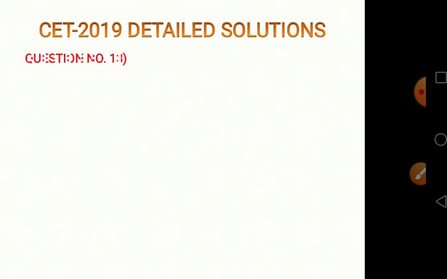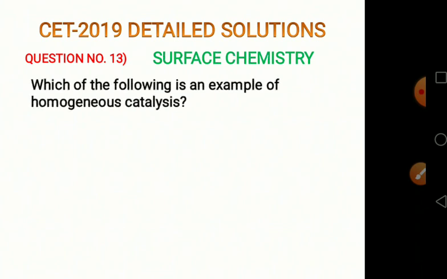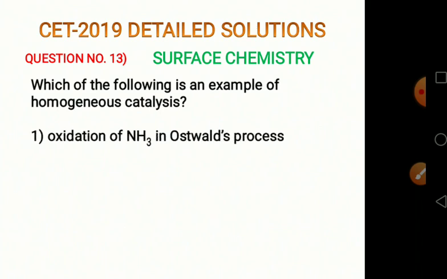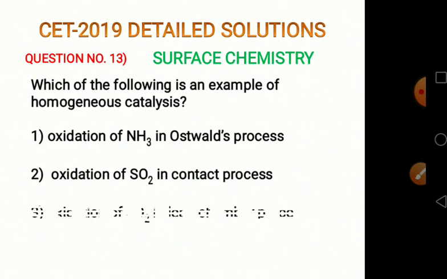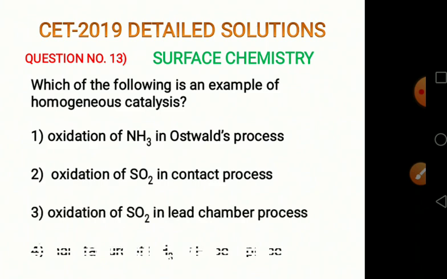These are chemical kinetics. Question number 13, we will discuss surface chemistry. A very simple question: which of the following is an example of homogeneous catalysis? Oxidation of NH3 in Ostwald process, SO2 in contact process, SO2 in lead chamber process, and manufacture of NH3 by Haber's process. Very simple question, but a frequently asked important question.